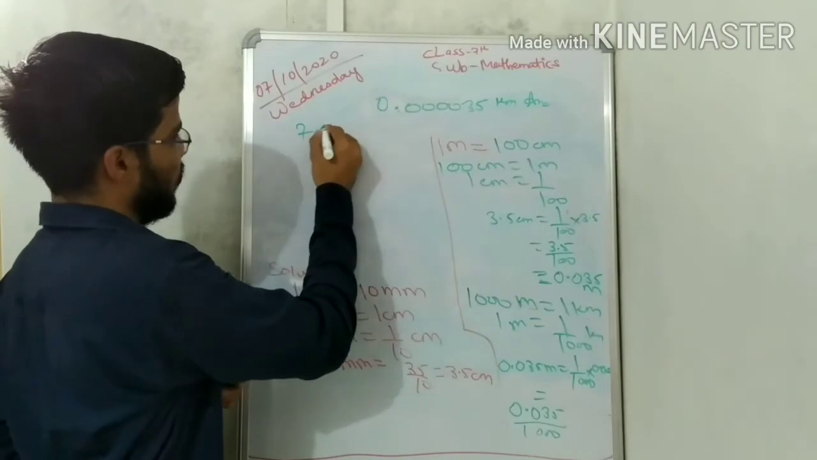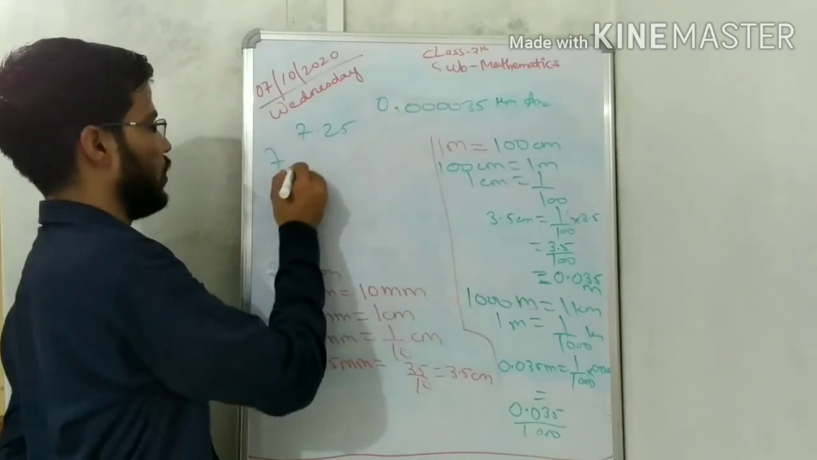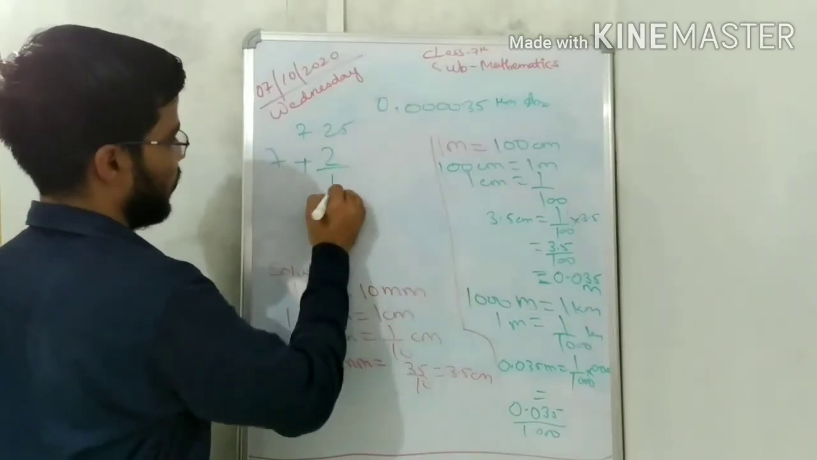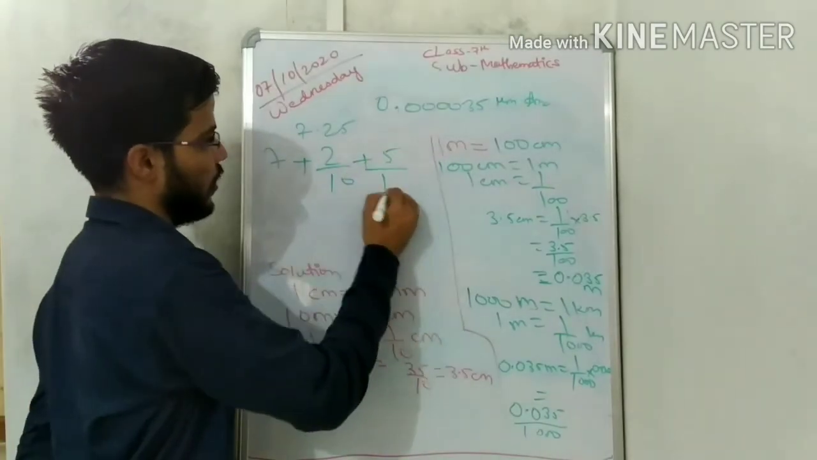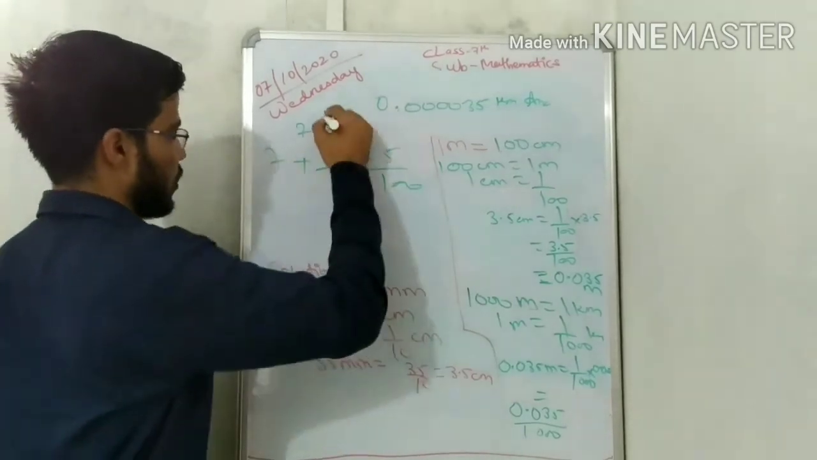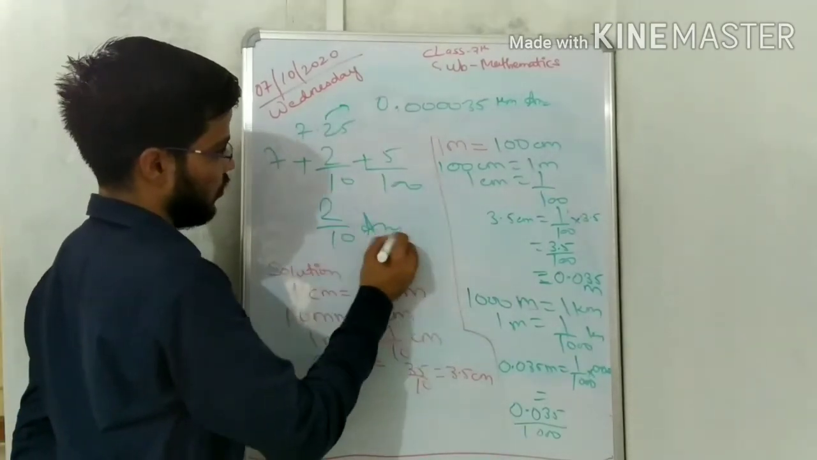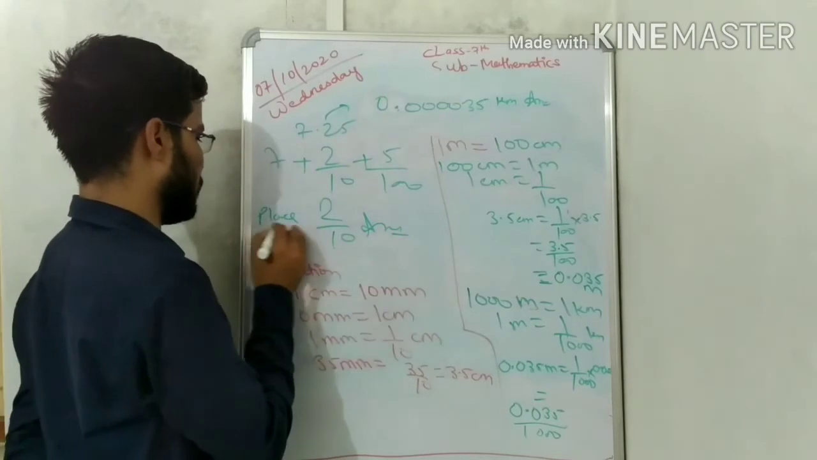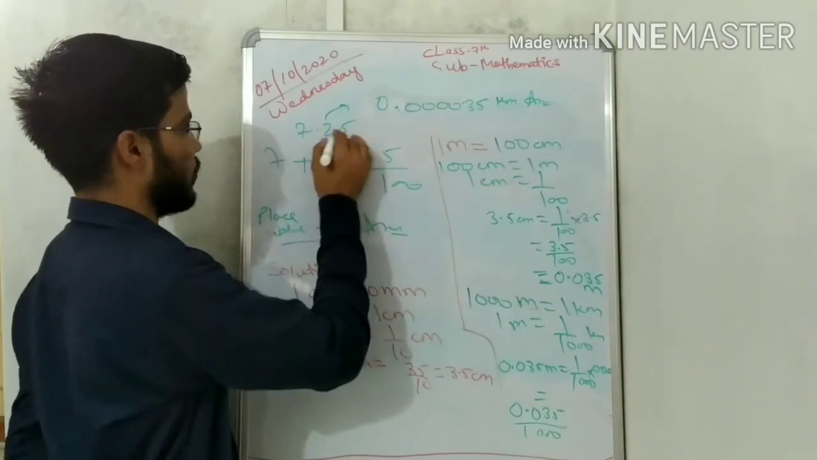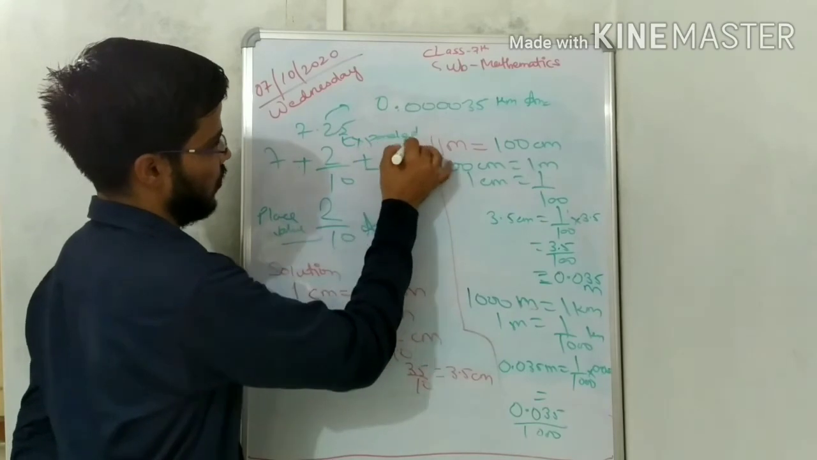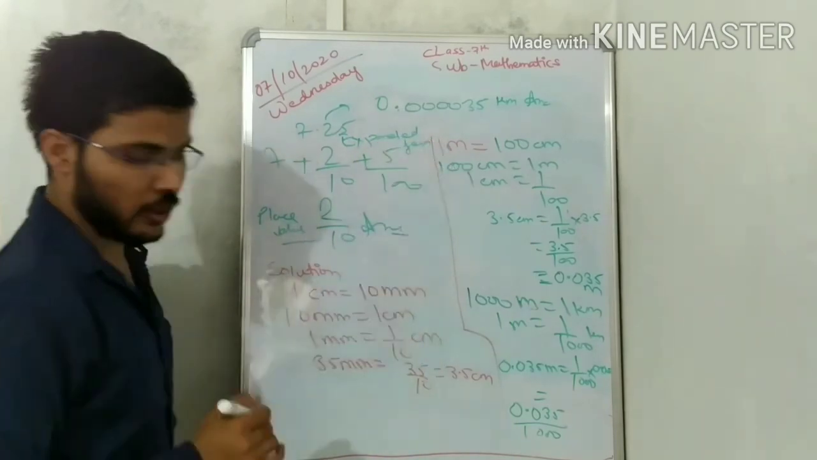In order to find the expanded form, we will write in this way. 7 in the unit place, then plus sign, then 2 will be written divided by 10 because it is the 1 by 10th place, and in the same way 5 by 100. Now in order to find the place value of 2, you will write 2 by 10 and 5 by 100. This is the place value and this is the expanded form. Got it? This type of question is there in 3 and 4.